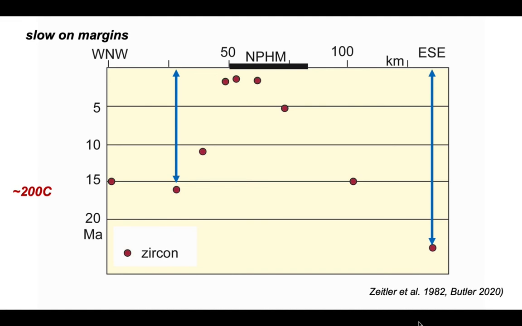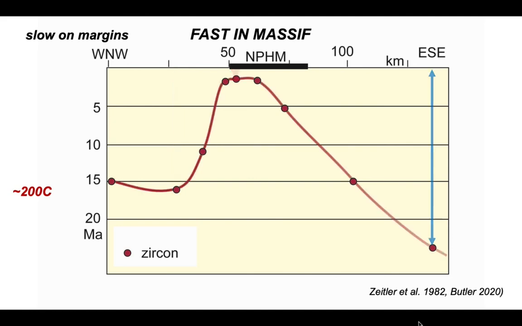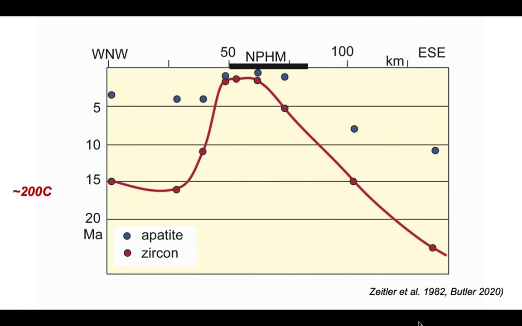In contrast, in the massif itself, the rocks cooled through 200 degrees centigrade only 2 or 3 million years ago. So their cooling, compared to the margins, is much faster. And here's the profile joined up. Slow cooling on the margins, faster in the massif. Well, let's see what happens now if we use cooling ages from another mineral, in this case apatite.